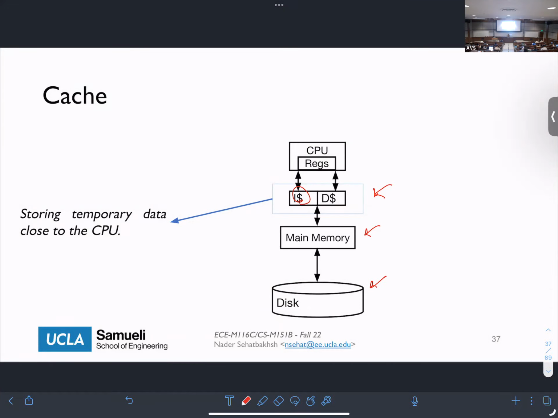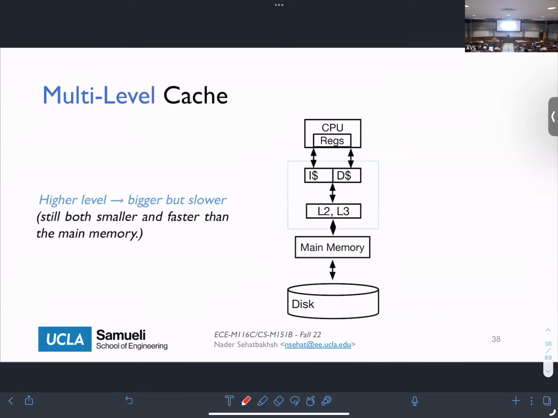Our cache is usually divided into an instruction cache and a data cache, because instructions need to be treated slightly differently than the data. And then we're going to have our registers, or register file, as on-chip storage units, which are really, really fast, and we talk to them regularly.